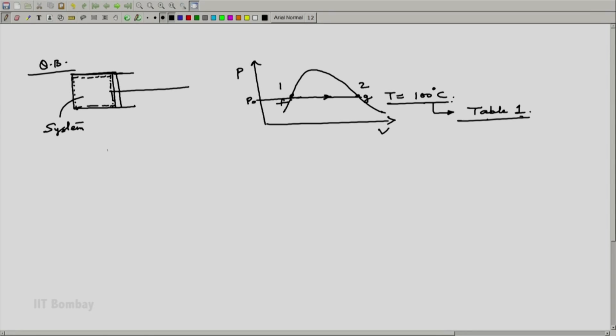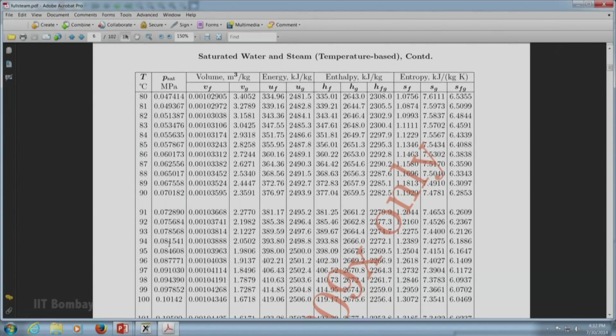So if I go to the steam table now and get the values at state 1 and state 2, this is state 1 and this is state 2. This is table number 1 and 100 degree centigrade. We know 100 degree centigrade is the phase change point, that means we are at 0.1 MPa, that is atmospheric pressure. Corresponding to this we can get all the properties: vf, vg, uf, ug, hf, hg and sf, sg. Please note down all these values, then we can come back to the solution again.